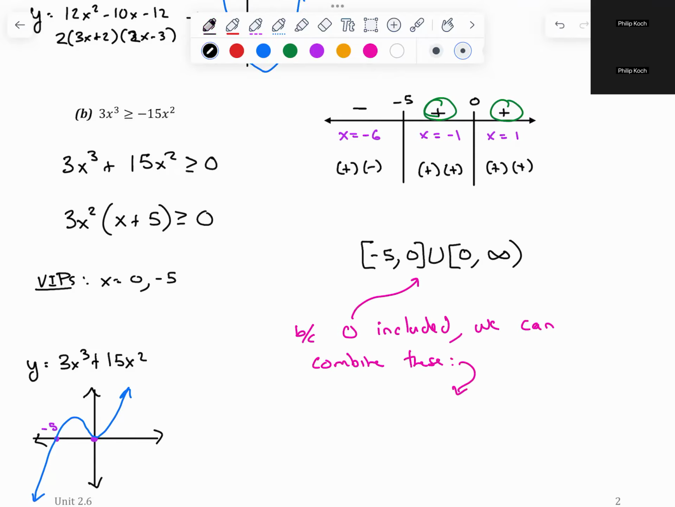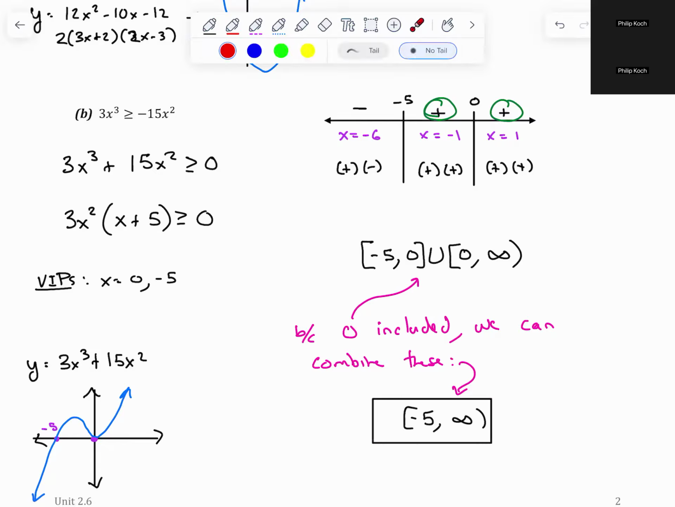So the answer should be -5 bracket to positive infinity only. We can simplify this because 0 was included in at least one of them, then the whole thing is there. And you can see that by the graph that I've drawn below. If we're asking for all the numbers where it's greater than or equal to 0, that corresponds to up here, but it also gives me the spots where it's equal to 0, because it can equal 0 with this non-strict inequality.